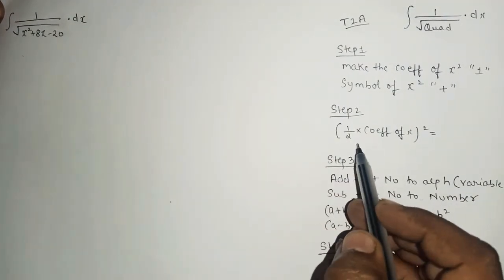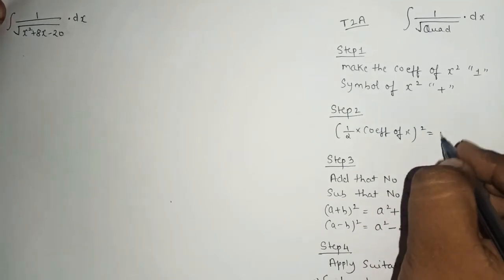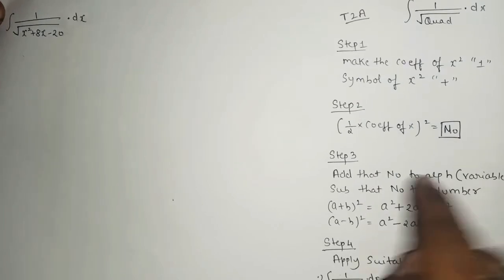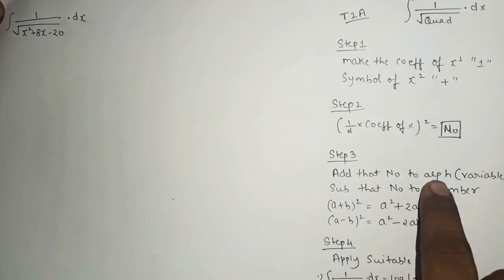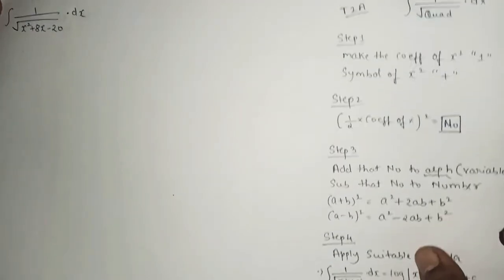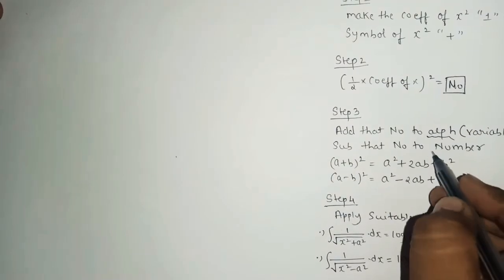Step number 2, again same, you have to apply the third term formula, that is half into coefficient of x. So here you will get one number. Whatever the number you are getting here, in step number 3 you will add that number to alphabet. Same step you have to follow. The change is the formula. That's it. Subtract the number to the number.